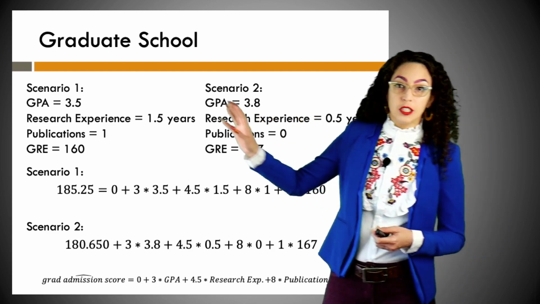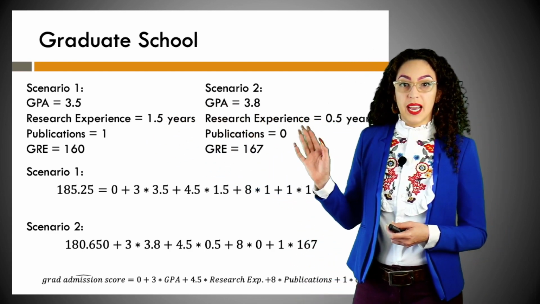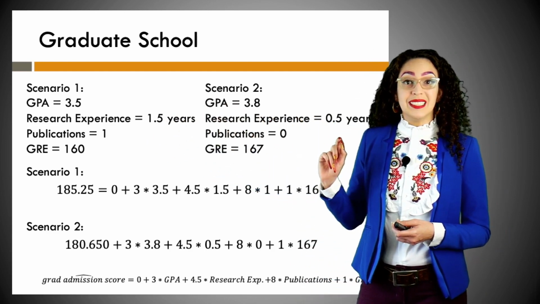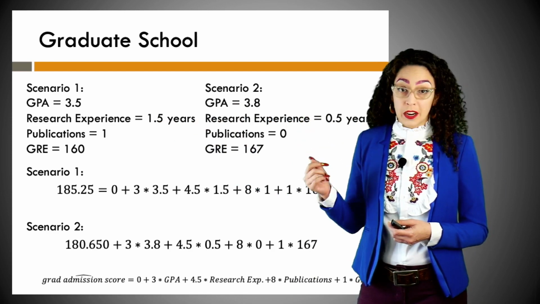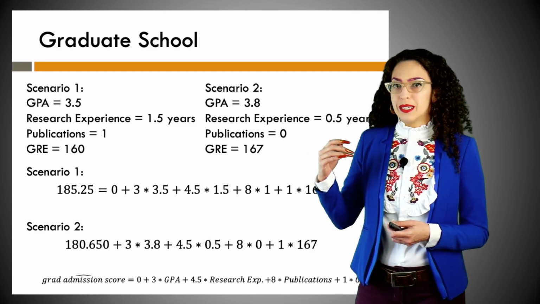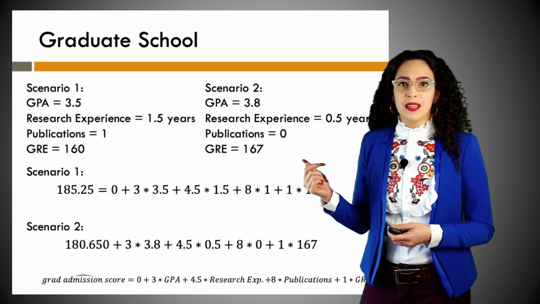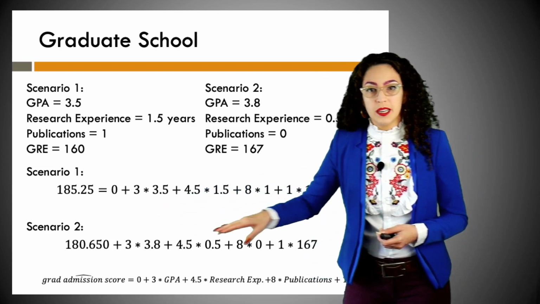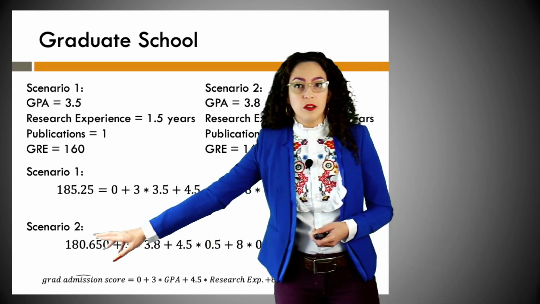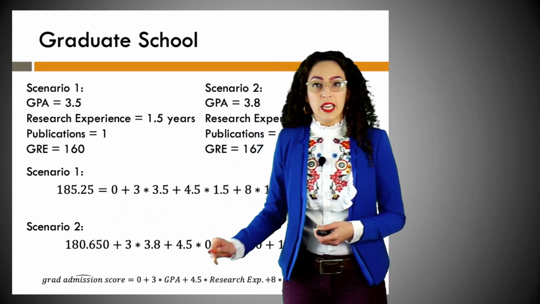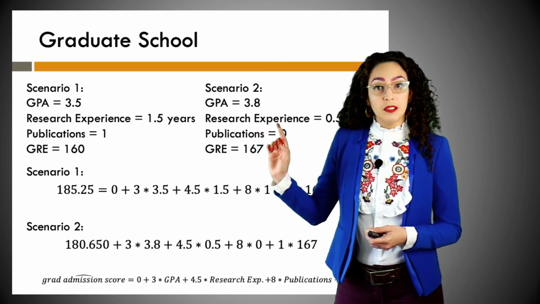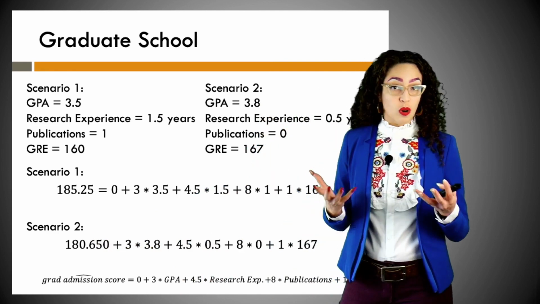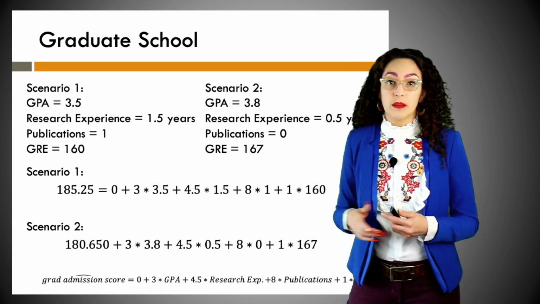Now, if you were to just look at this, you might think that this candidate looks pretty good, but things like research experience and publications, and this is true, are weighted very heavily in graduate school, probably more than I've given them weight here. So if we were to run this one and predict this person's score, they're actually a little bit lower, 180. Even though they did better on the GRE, even though they had a better GPA, research experience and publications had a stronger effect, and the first person ended up with the higher score.